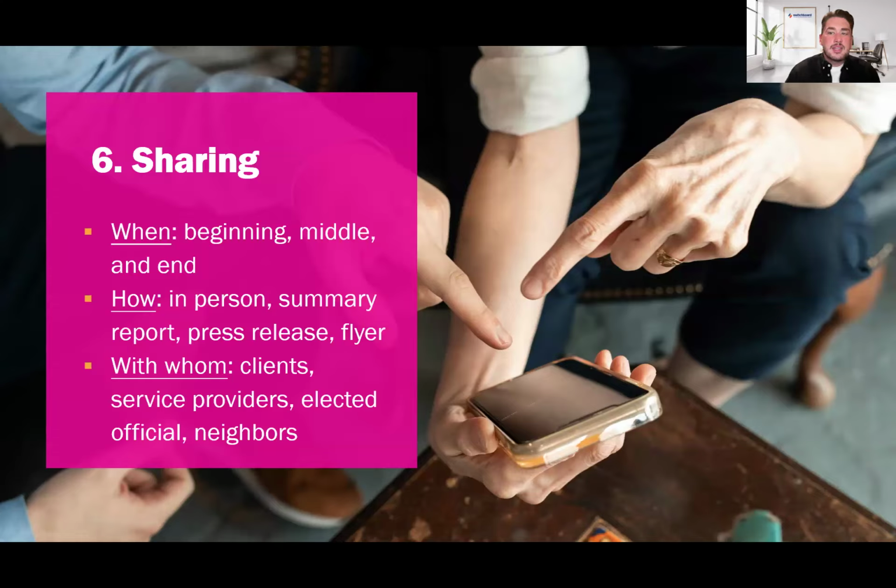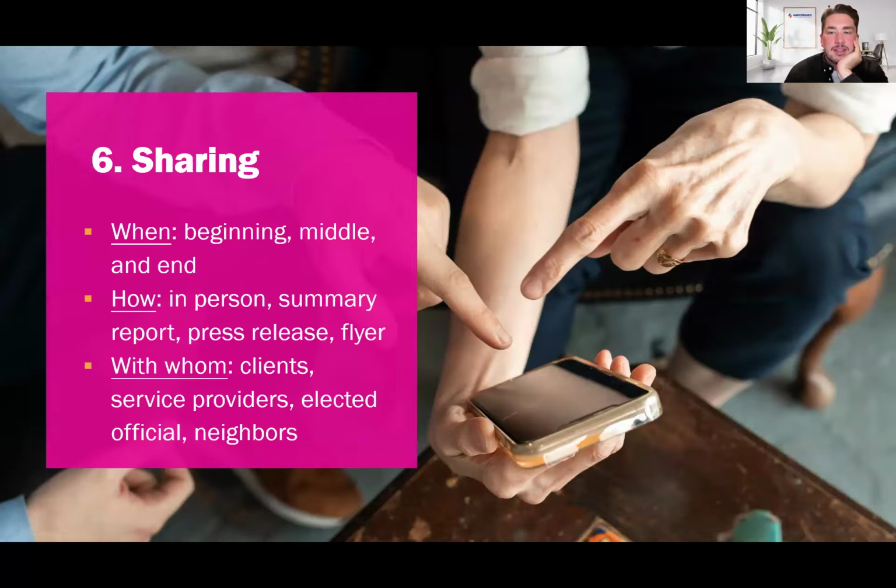And speaking of audience, think clearly about with whom to share, right? That might include clients themselves, other service providers, elected officials, neighbors, and of course, the stakeholders from your quarterly consultations. When you share broadly, people see the value and are more likely to contribute resources in the future. It shifts the mindset from your project to our project. That shared ownership is what sustains resource mapping long term.